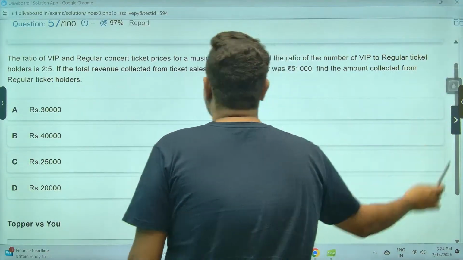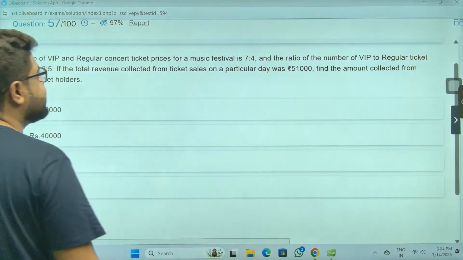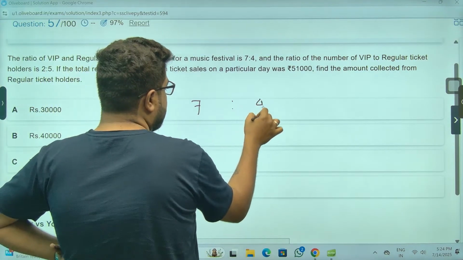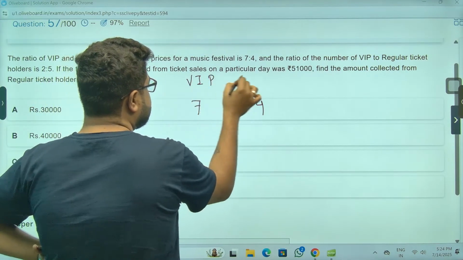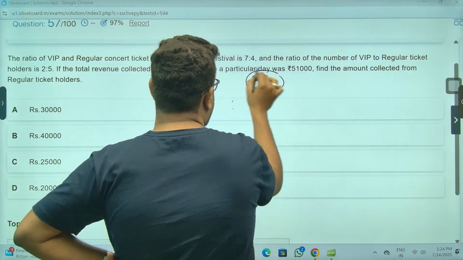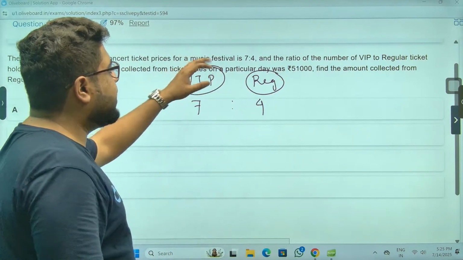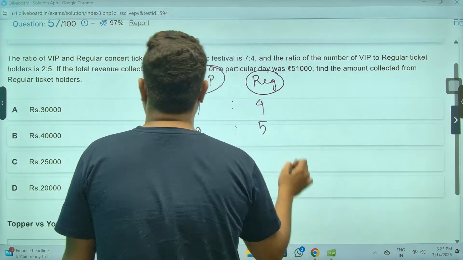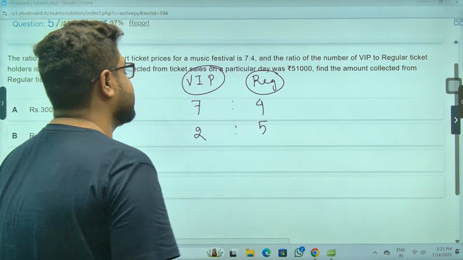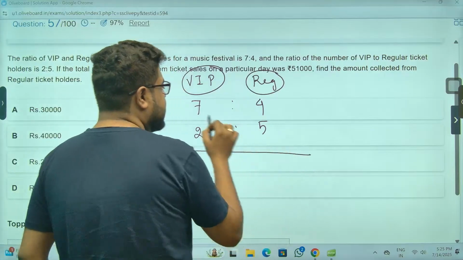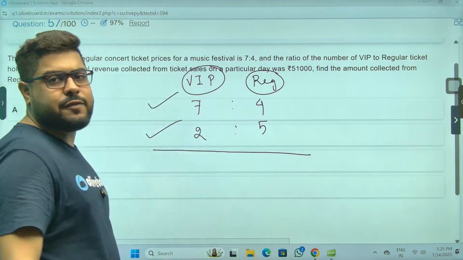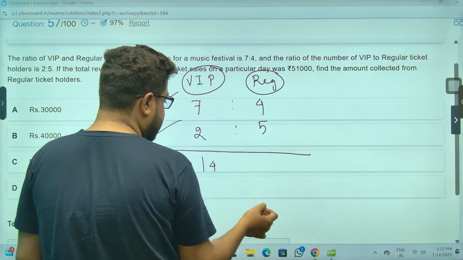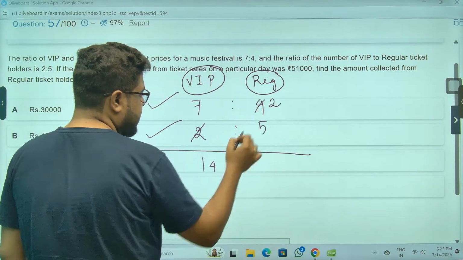The ratio of VIP to regular concert ticket prices is 7:4. Okay, sir. So this is VIP, this is regular. The ratio of number of tickets is 2:5, sir. Okay. Total revenue is this. Sir, revenue is the number of tickets into the price of each ticket. Calculate, sir, 14. Will you work it out? This will cancel, sir.